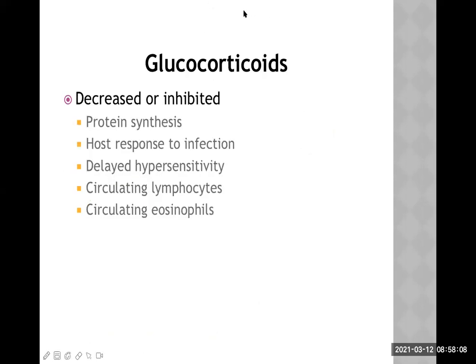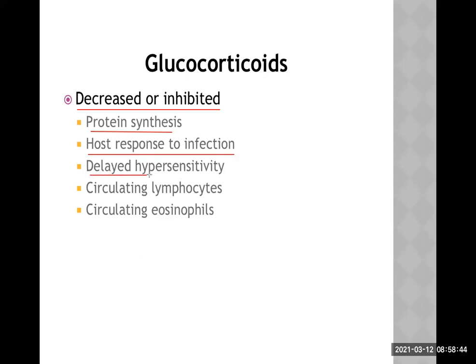So all these actions are now decreased or inhibited. Now see this, protein synthesis is decreased or inhibited. That's why there is muscle weakness or even atrophy of the muscle. Host response to infection is decreased. Very important action of glucocorticoids, or I should say drawback or adverse effect of glucocorticoid, because they make the person liable to infection. They make the person immunosuppressive if we give it for a longer duration.